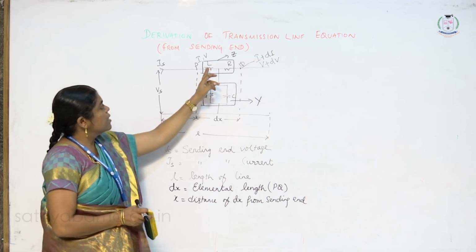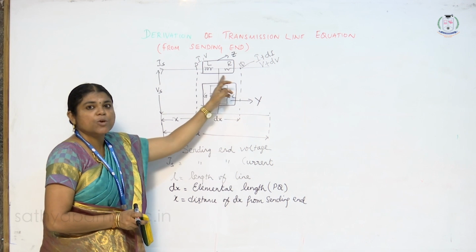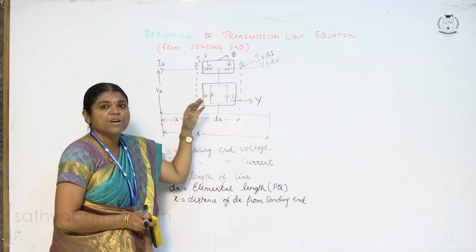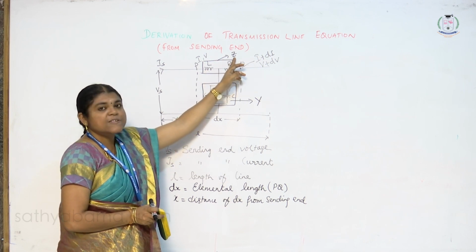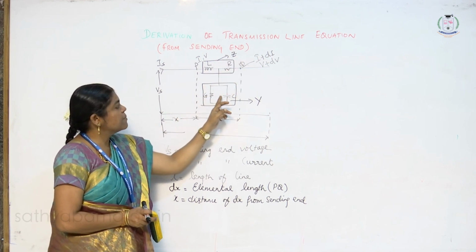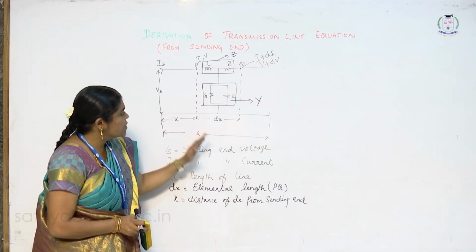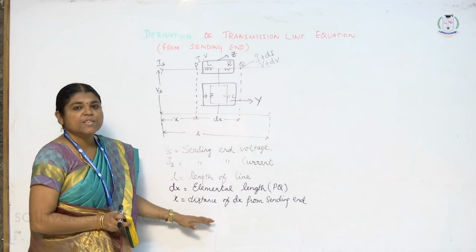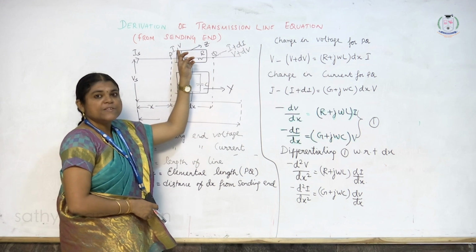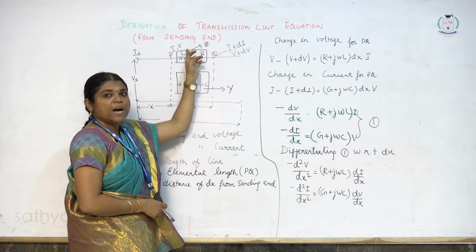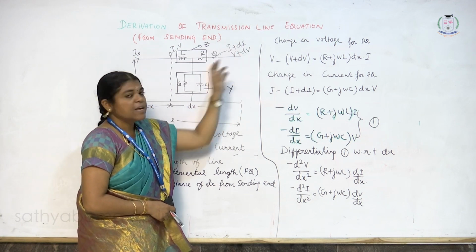Now, this elemental length dx, that is PQ, I have replaced by the equivalent circuit which we derived earlier. From this equivalent circuit, we have the series impedance term and the shunt admittance term, which I have drawn here. Now, using these parameters, I am going to start with the derivation of the transmission line equation. At the point P, let the current and voltage be I and V. At the point Q, let them be I plus dI and V plus dV.